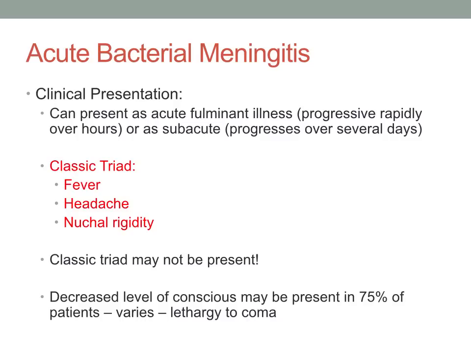But the classic triad may not be present. In fact, decreased consciousness can be present in about 75% of patients, and that may be the only sign that you see when they come into the emergency room. You just might find somebody that comes in with a comatose appearance and fever. And so now you've got to go through the 1,000,001 differentials as to why they're here with a fever and altered mental status.